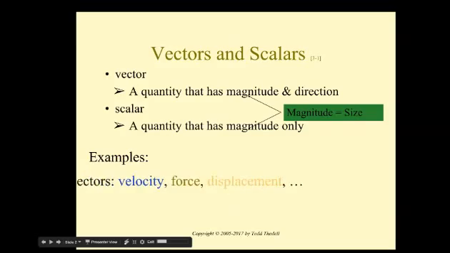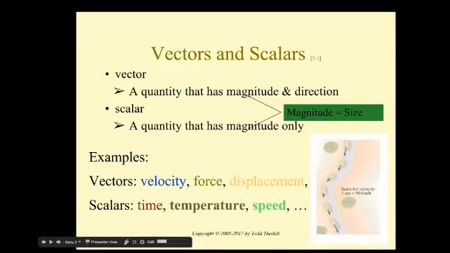So an example of a vector would be velocity. The size of the velocity would be something like 60 kilometers per hour. The direction, of course, would be according to the compass. We'll look at that in a second. Forces are also vector quantities, as well as displacement. Some examples of scalars would be time, temperature, and speed. There is no direction to time or temperature or speed, so there's only a magnitude, or a size.